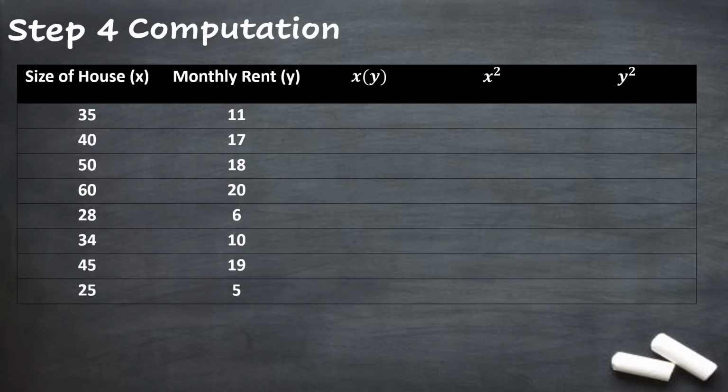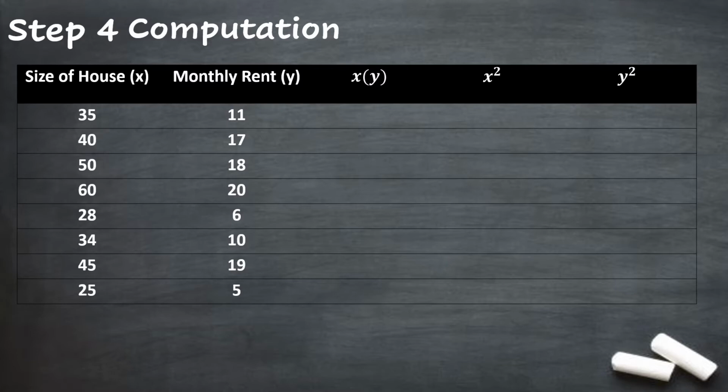Step 4 is the computation. Let me show you the manual computation first, solving for the summations of the variables that we have, and then later on I will show you the shortcut method in getting the summations. Just like what we did in the previous example, we must construct a column for x times y and another column for x squared and another column for y squared, and then fill in all the necessary data. After that, we have to get the summation for each column.